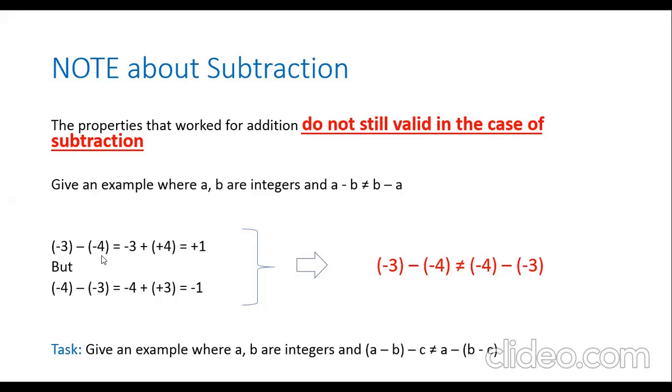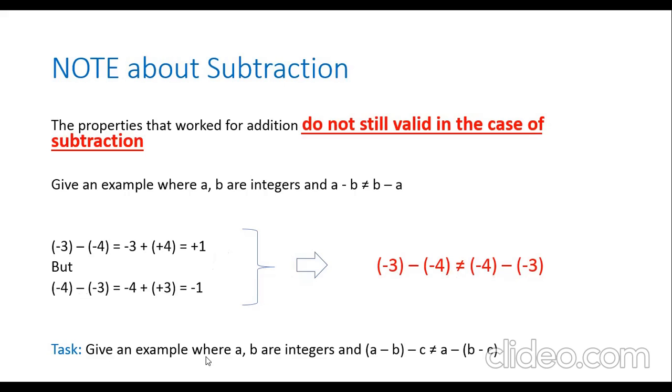If we try to switch the locations of -3 and -4, so now -3 is subtracted from -4, which is the same as -4 plus the opposite of -3, which is 3, equals -1. We notice that the result is different. This means that -3 minus -4 is not the same as -4 minus -3.